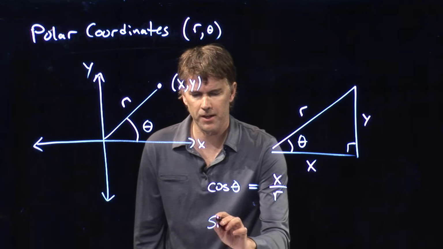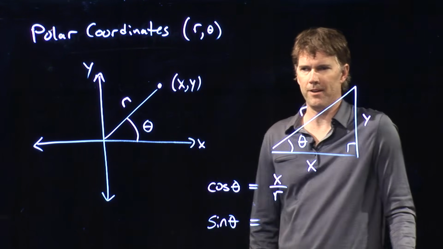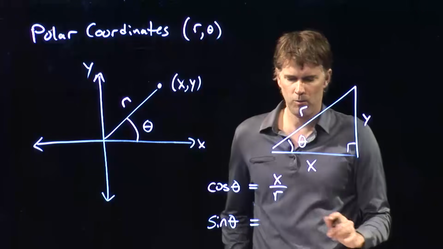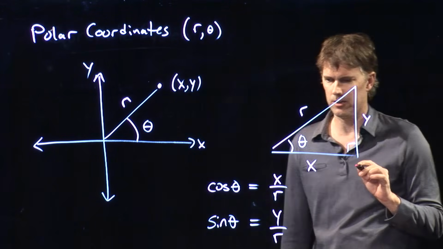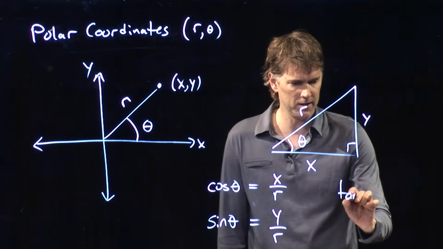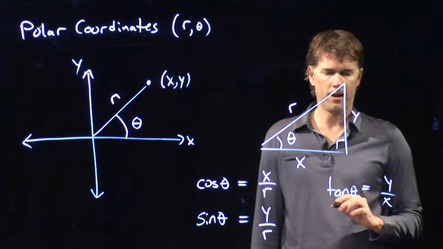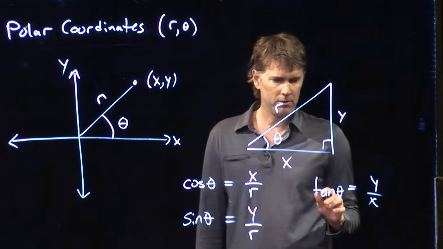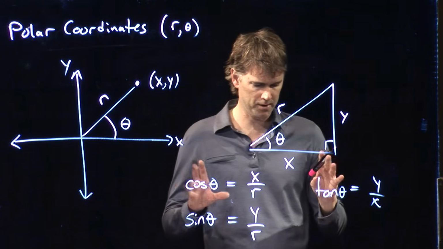What about sine of theta? This is an easier one if we already got the first one right. Who knows what sine of theta is? y over r. Absolutely. And then finally, tangent of theta is going to be y over x. All right, so those are our nice trig relationships for this particular triangle.